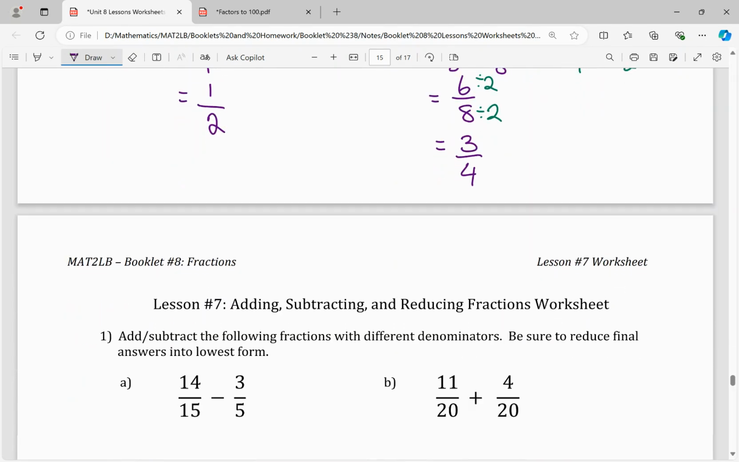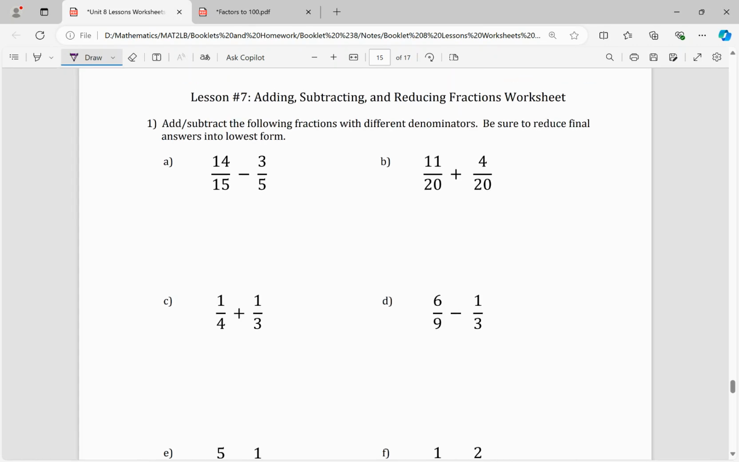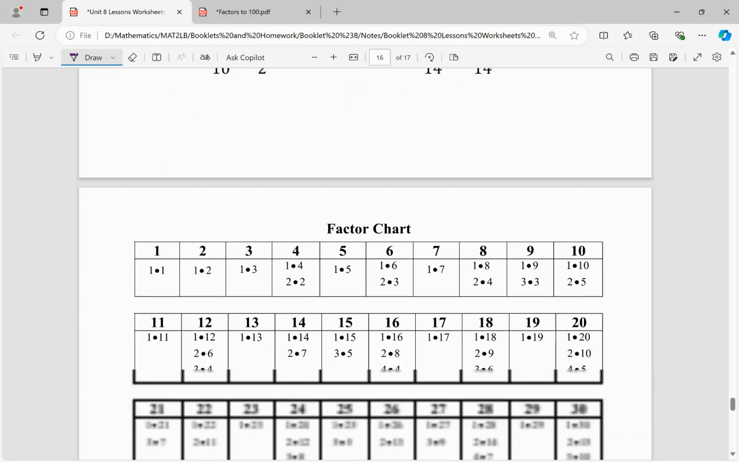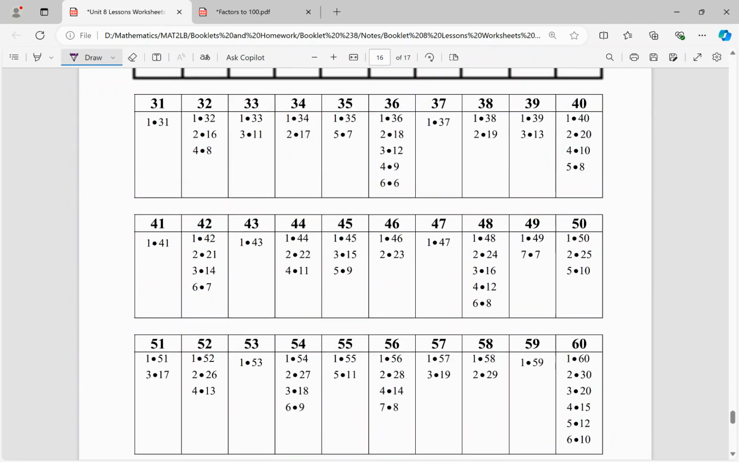So make sure that you take some time and practice with this. You have the final lesson worksheet, which is lesson 7 worksheet. And then after that, you're done this unit and you're ready for the review and the test.